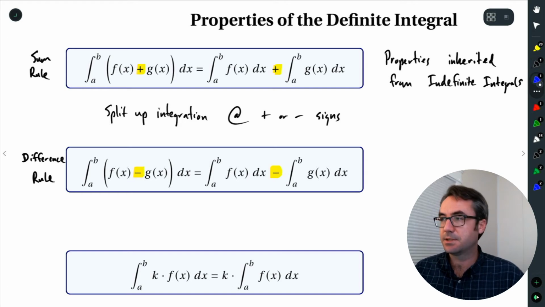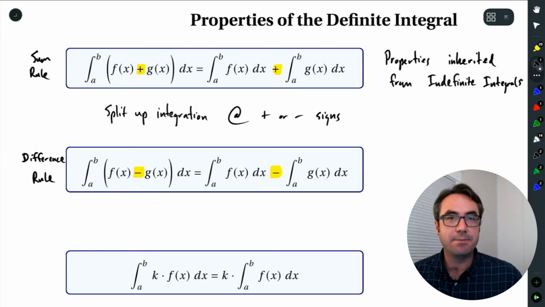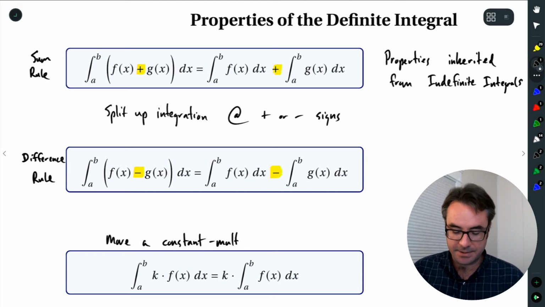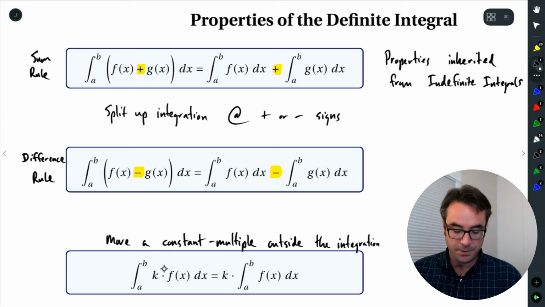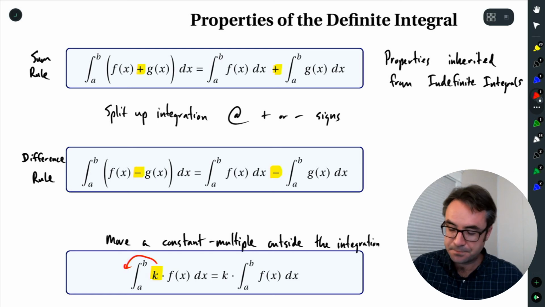So this constant multiplication rule tells us that we can move a constant multiple outside of the integration. And that's what that k is. It's a constant multiple. And again, this is something that we saw with indefinite integrals. We took this constant multiple k and just brought it out in front of the integral sign. And we called this the constant multiple rule.